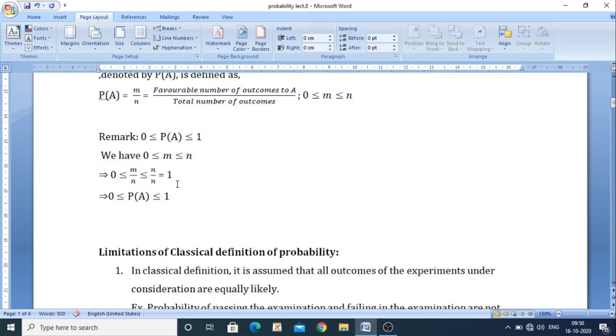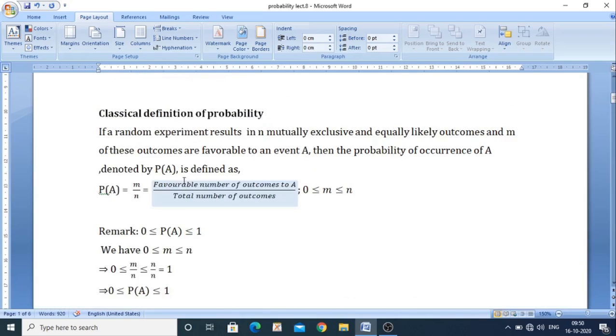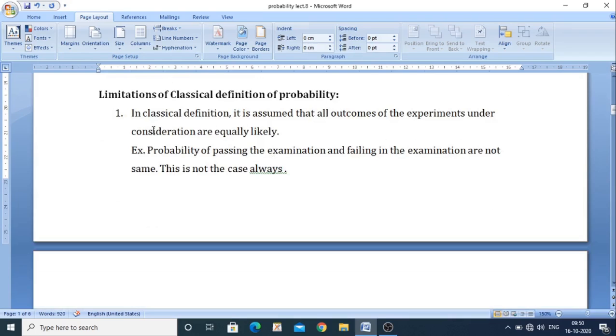Now when we apply this classical definition, there are some limitations of the classical definition. We have seen that in the classical definition the outcomes are mutually exclusive and equally likely. That is the basic requirement. The first limitation is that it is assumed that all the outcomes of the experiment under consideration are equally likely. But does that happen always in the ideal case? No, because we know that the probability of passing an examination and failing an examination are not the same. And this is not the case always.